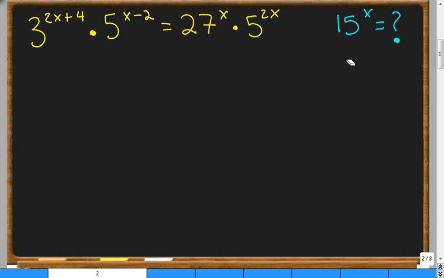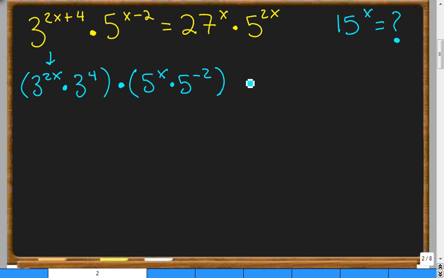So what we do is break this up as much as we can. So right here, 3^(2x+4), you can think of this as the same thing as 3^(2x) times 3^4, because when we multiply like bases, remember we add the exponents. Likewise here, we've got 5^(x-2), so we're going to have 5^x times 5^(-2). That equals 27^x.